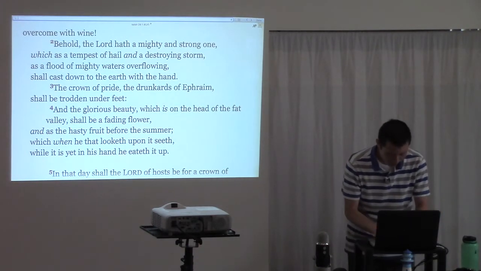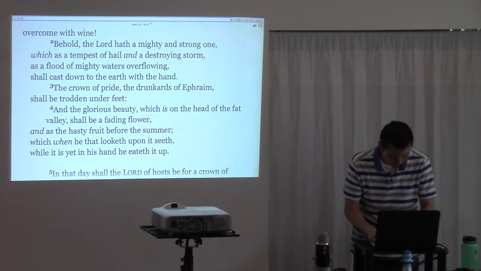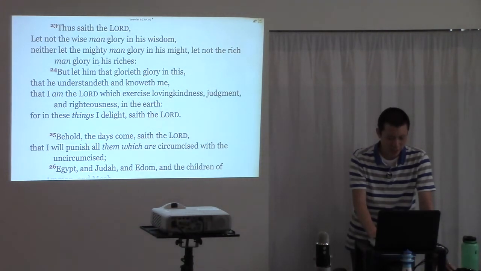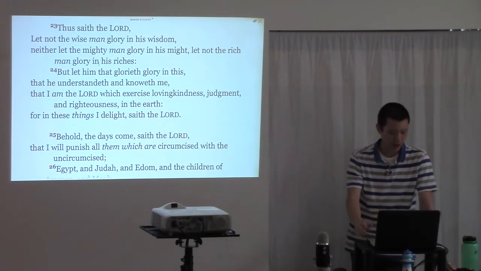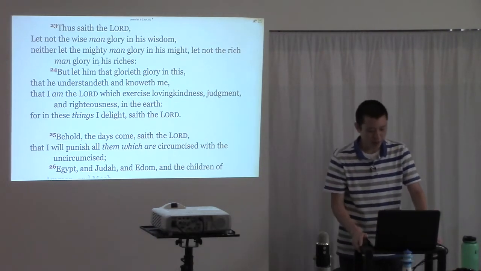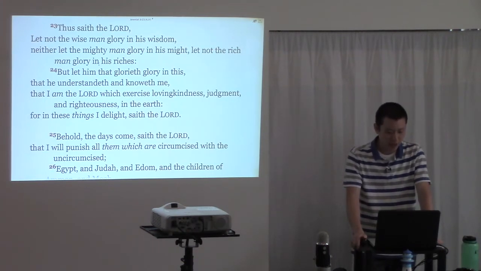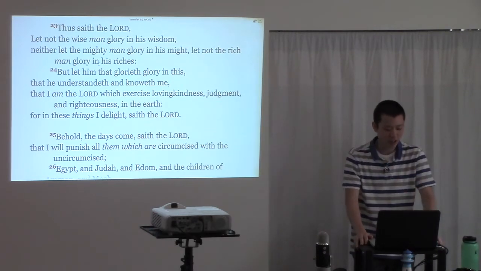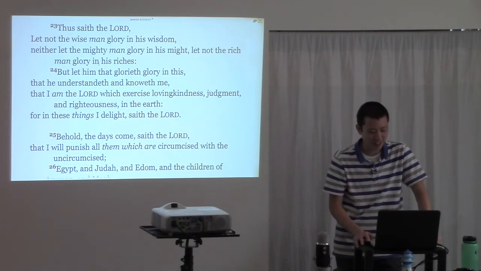Now, just on that point, let's go to Jeremiah 9. Because it's interesting here how this crown of glory links in with the Lord being our crown of glory. Look at what it says here in Jeremiah 9. It says, thus saith the Lord, let not the wise man glory in his wisdom, neither let the mighty man glory in his might, let not the rich man glory in his riches, but let him that glorieth glory in this, that he understandeth and knoweth me, that I am the Lord which exercise loving kindness, judgment, and righteousness in the earth. For in these things I delight, saith the Lord.